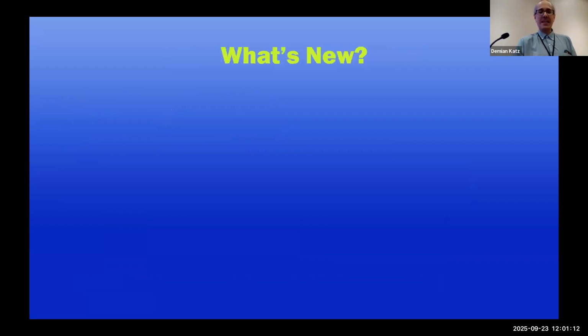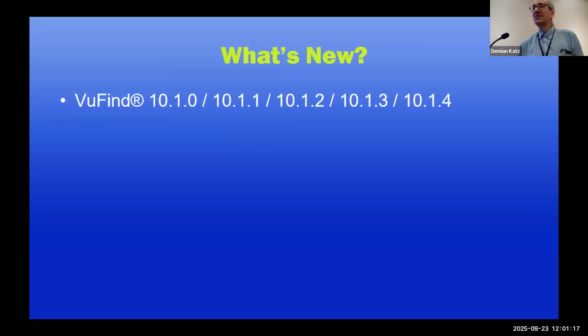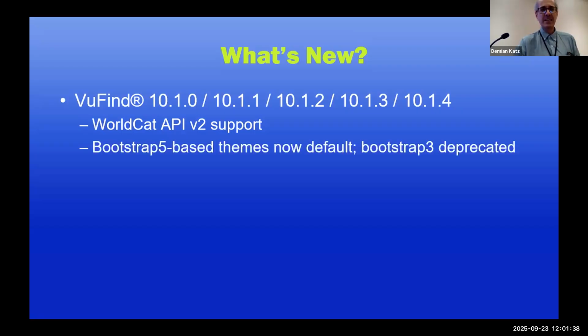So getting right into VuFind land, let's talk about what's new. This is really the what's next slide from last year. We did release VuFind 10.1 and a series of patch releases during the course of the year since the last WOLFcon. The 10.1 series added support for the version 2 WorldCat API since the old classic API went offline. We made Bootstrap 5 based themes our default and deprecated the old Bootstrap 3 themes.